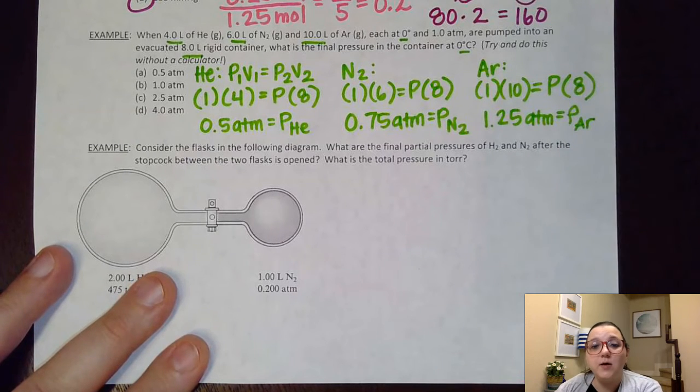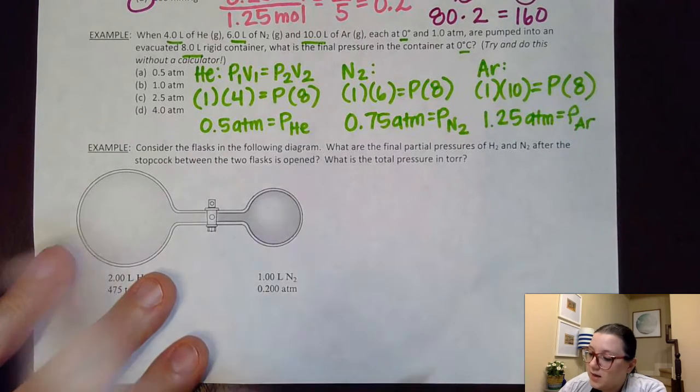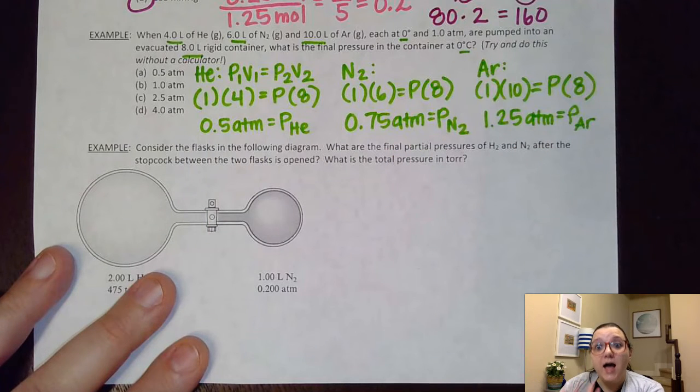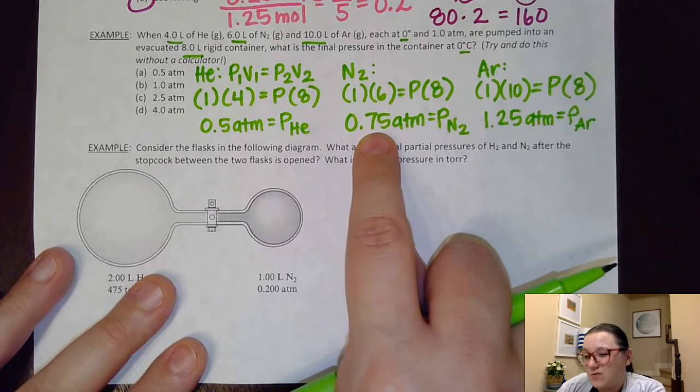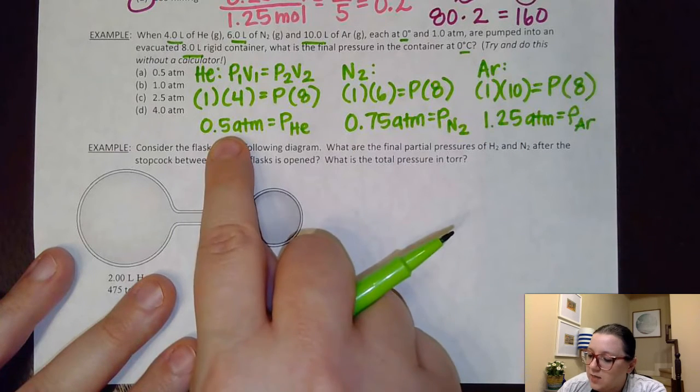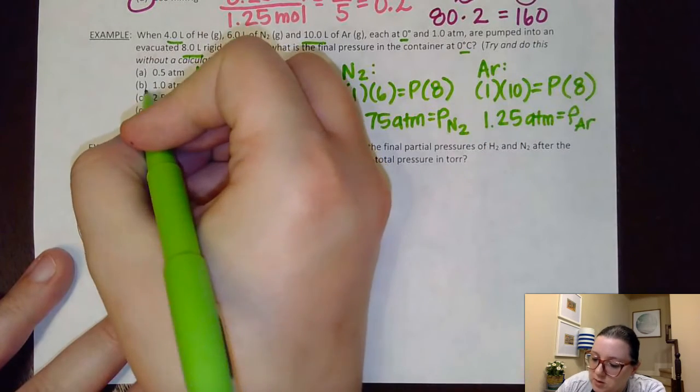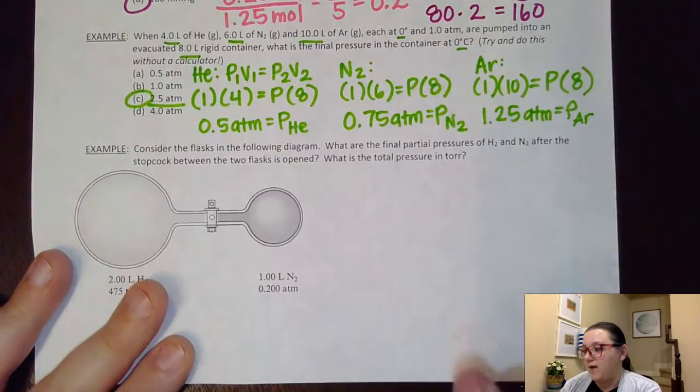So now if I wanted to get the total pressure, now that I have the pressure at that 8-liter condition, I can simply add these up. 1.25 plus 0.75 would be 2. Adding another 0.5 onto it would give me a grand total here of 2.5 atmospheres.